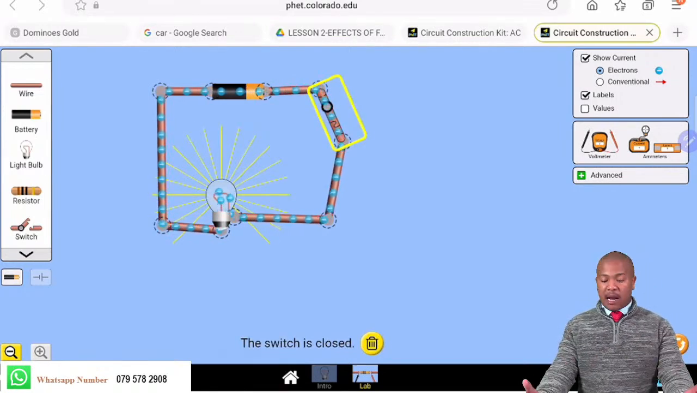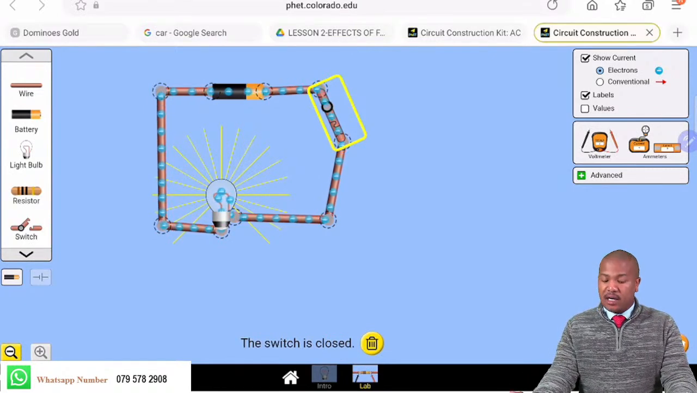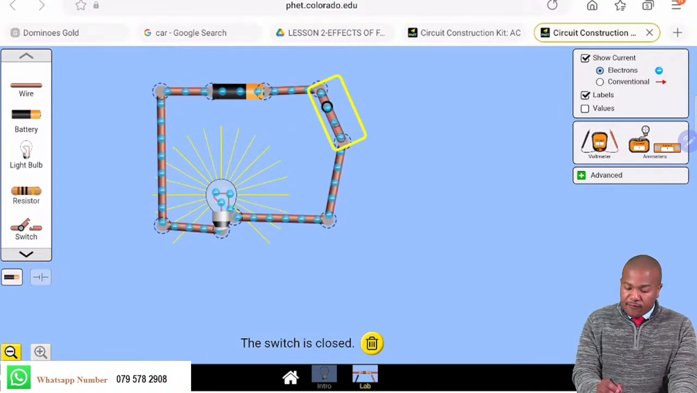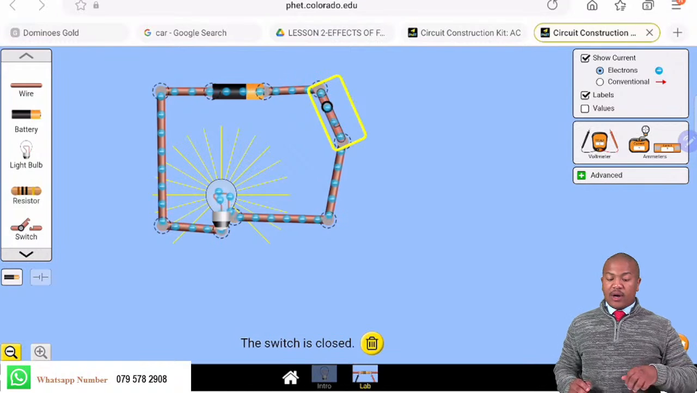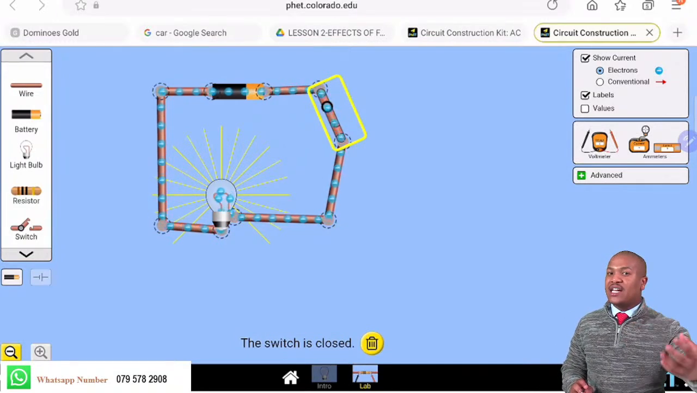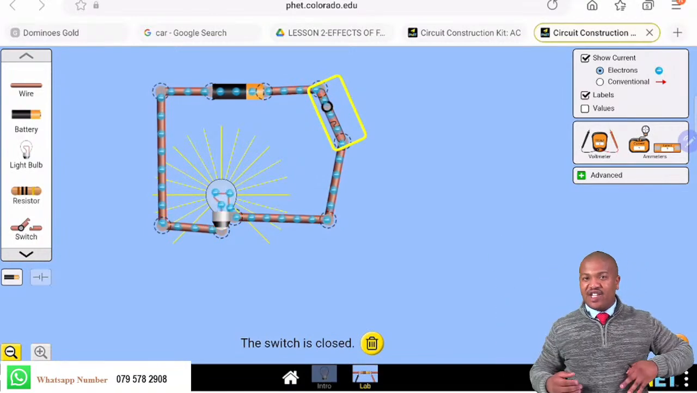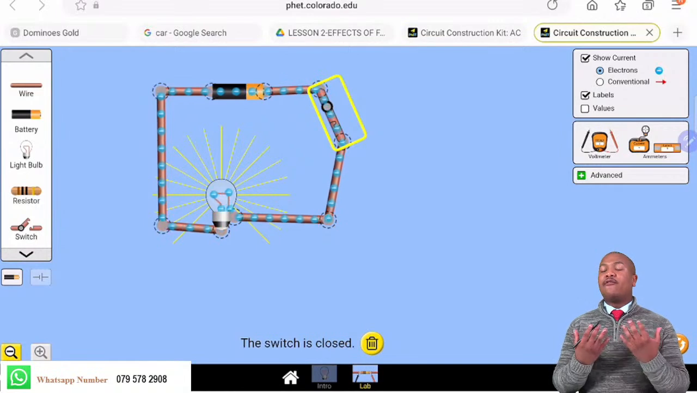The light bulb becomes lit. As you can see now, there's the flow of current. And as the current is flowing, when it gets to the light bulb, that electrical energy is transferred into light energy and heat energy. So it resists what? The flow of current.